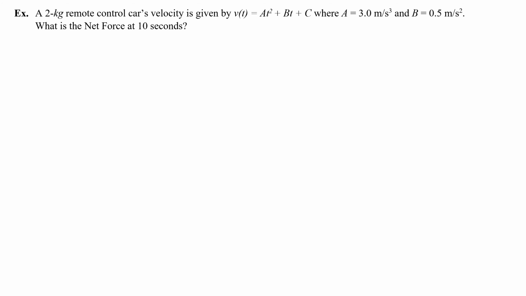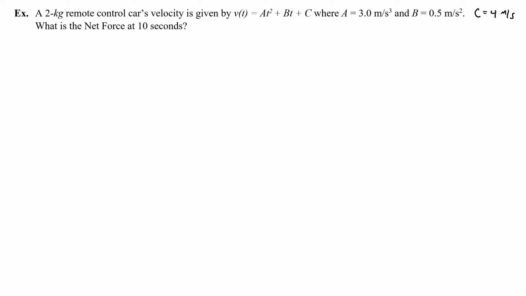A 2 kilogram remote control car's velocity is given by v equals at squared plus bt plus c, where a is 3 meters per second cubed and b is 0.5 meters per second squared. Oh, you know what? I think we need to be told what c is. Let's say that c is 4 meters per second. Okay. What is the net force at 10 seconds?